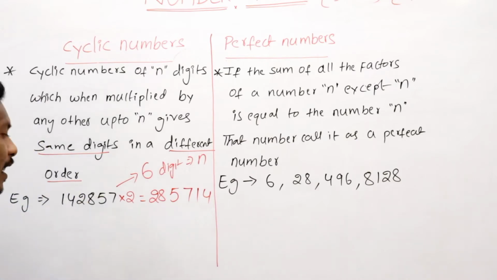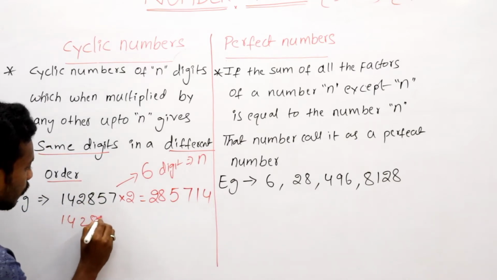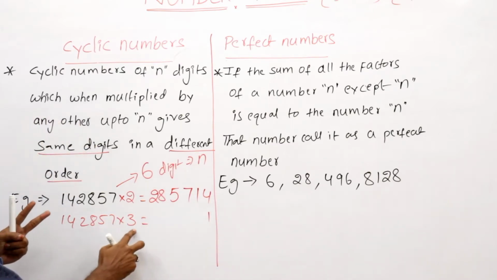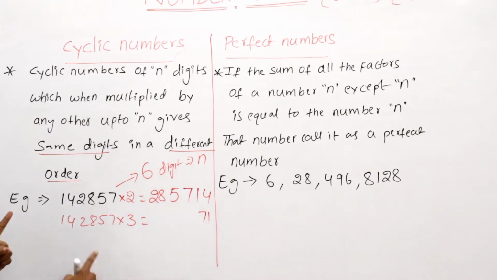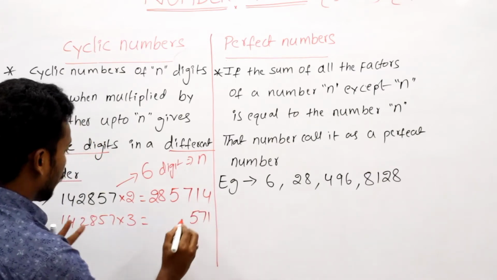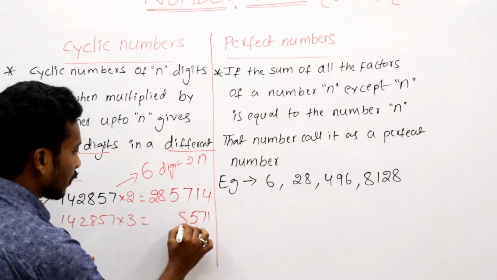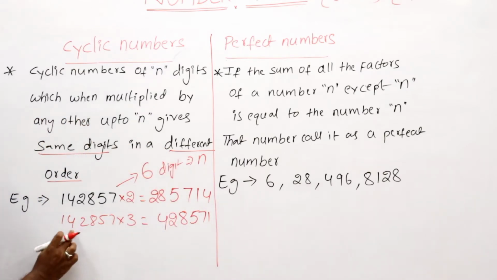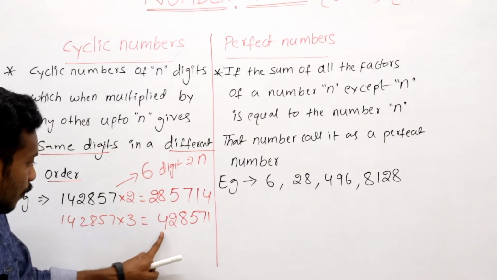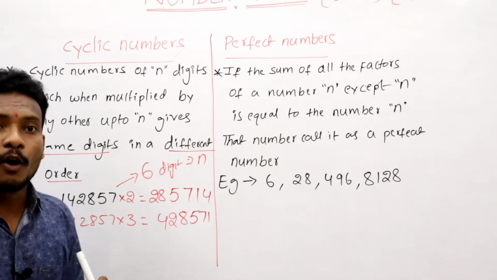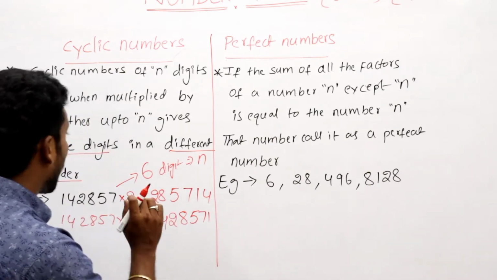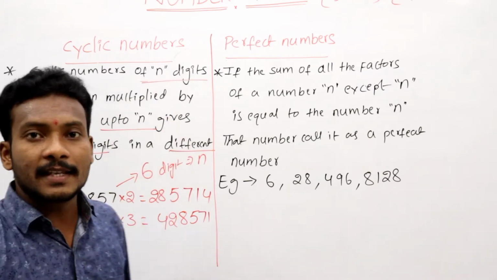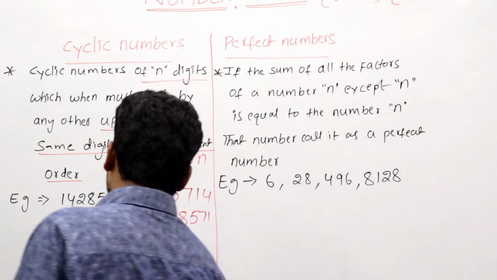Now I am checking with 3. 142,857 into 3. 7 3s are 21, 2, 5 3s are 15 plus 2, 17, 1, 8 3s are 24 plus 1, 25, 3 2s are 6 plus 2, 8. Next, 1 4 3s are 42. Now check: 428571. How many times is it checking? Up to n digits, that is up to n.